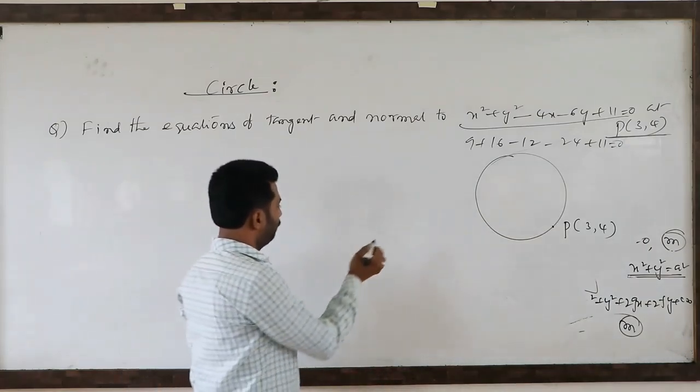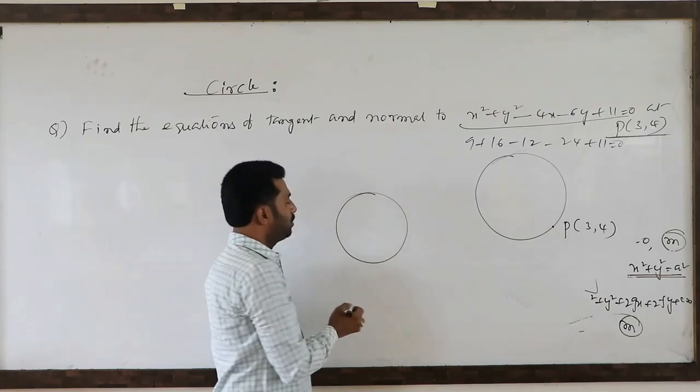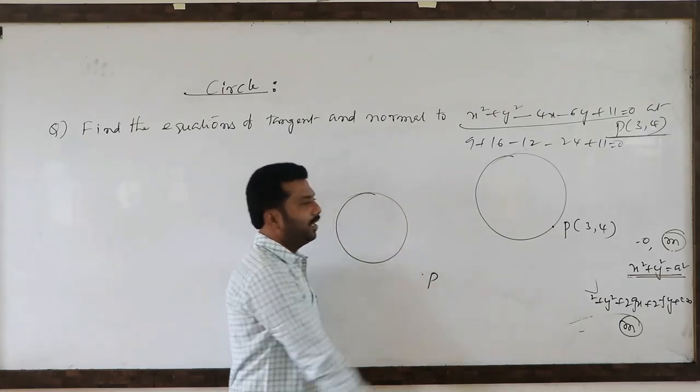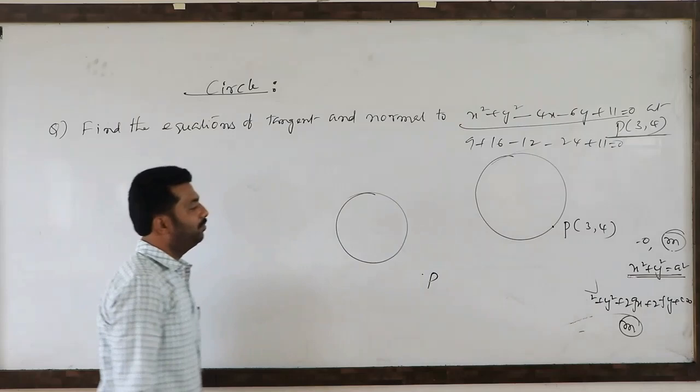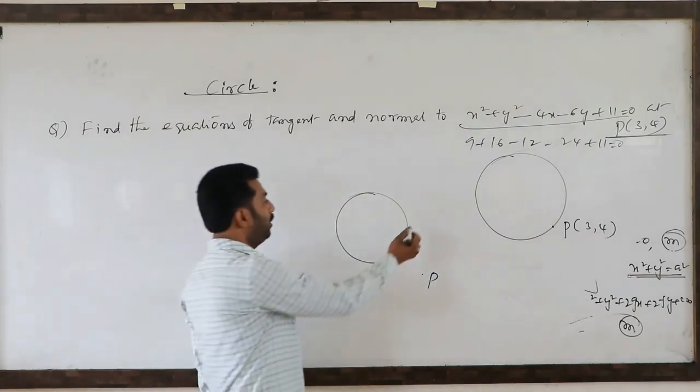One more point. Sir, suppose the point is outside the circle, does there exist any tangent? Two tangents will be there.